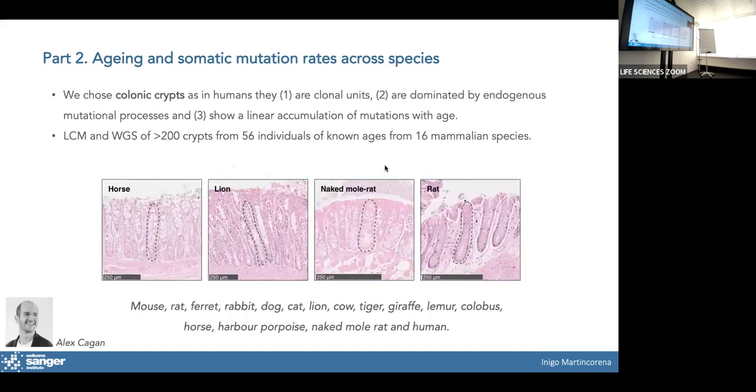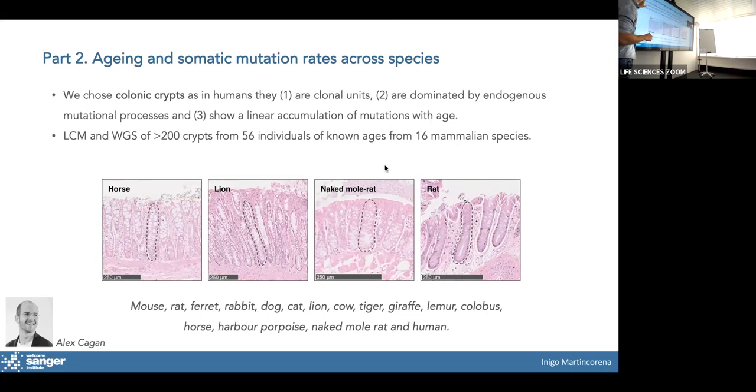So with these ideas in mind, we applied our technology to other species. And this was a massive logistical challenge, but also a massive bioinformatic challenge, because detecting somatic mutations is difficult enough in humans. You're looking at very rare things, but detecting them in species with really, really poor genome assemblies was a big challenge. I mean, some of the genome assemblies had hundreds of thousands of contigs.